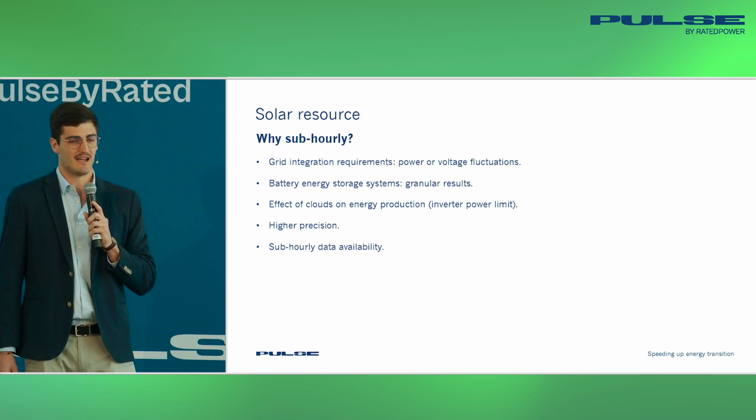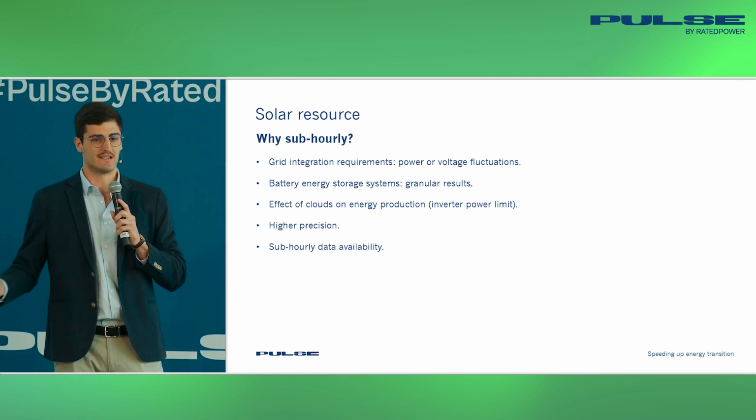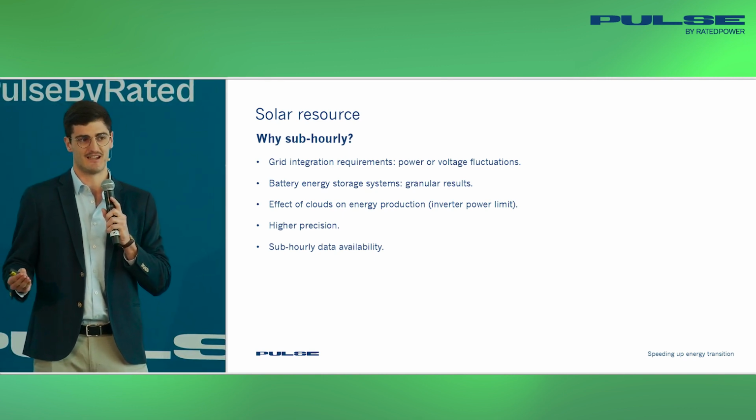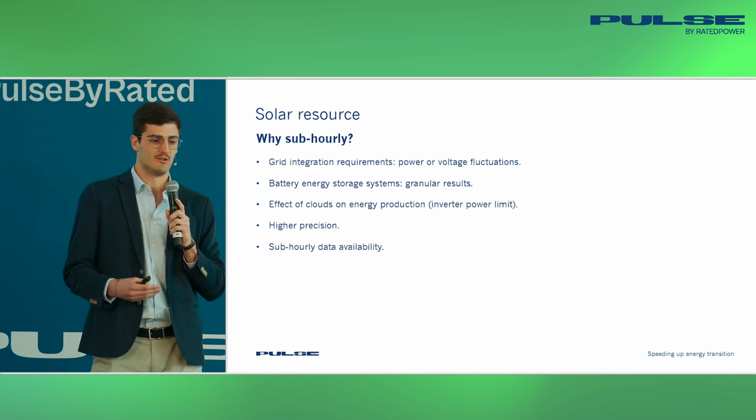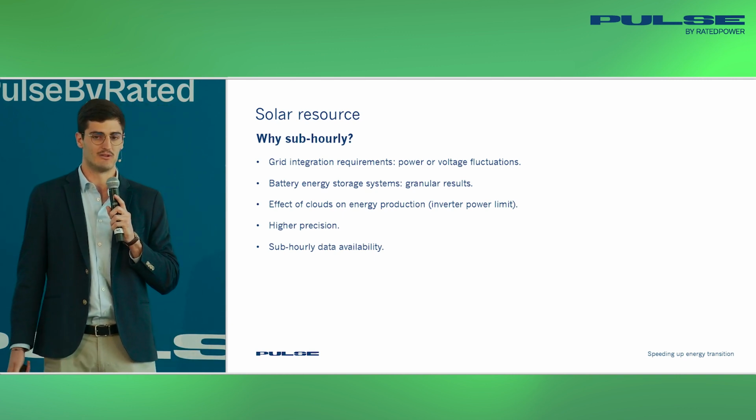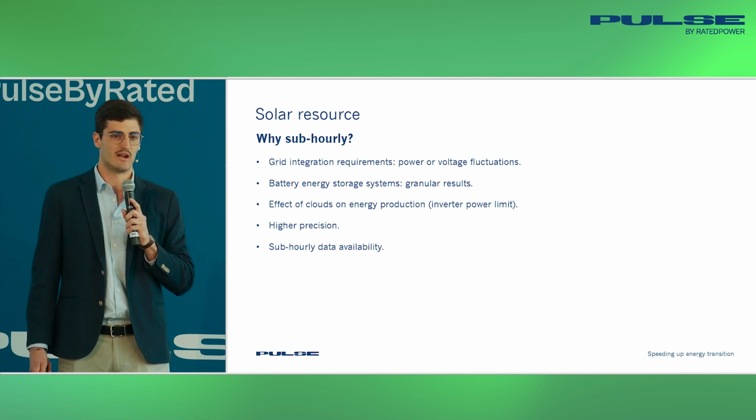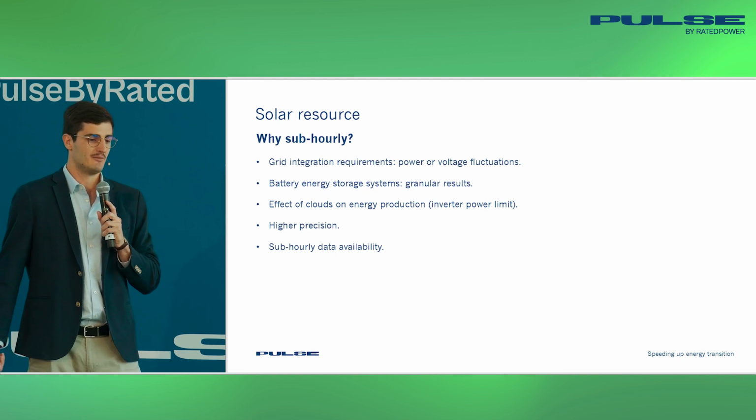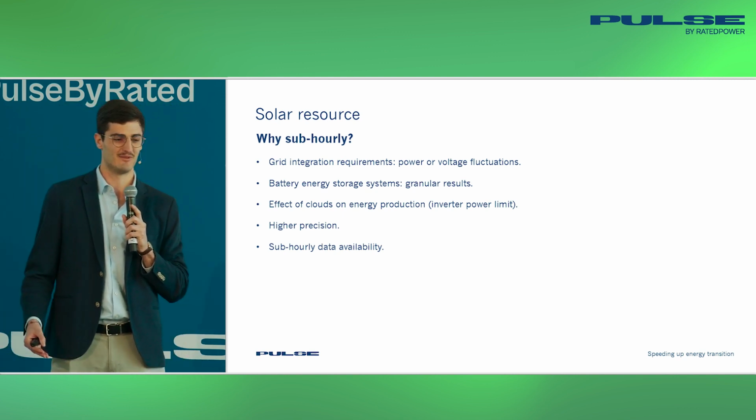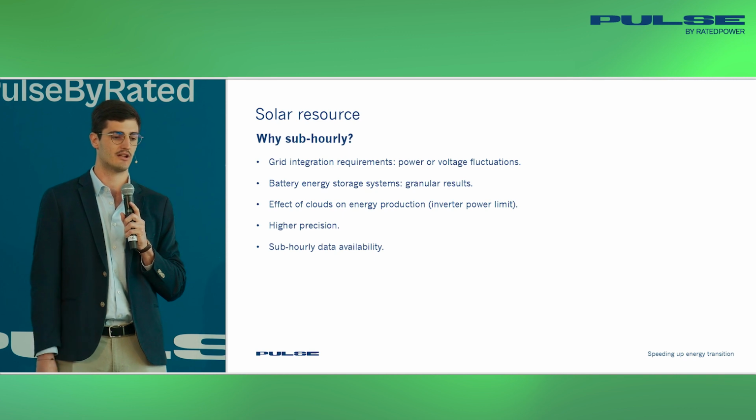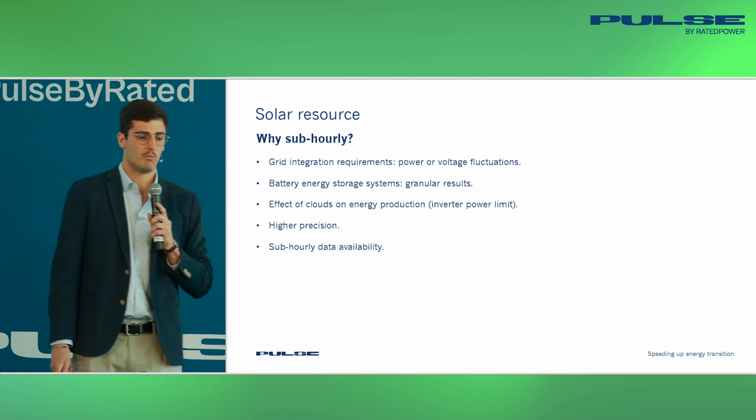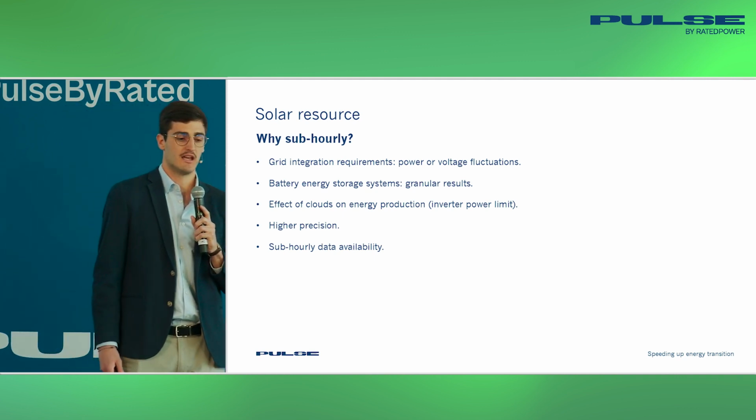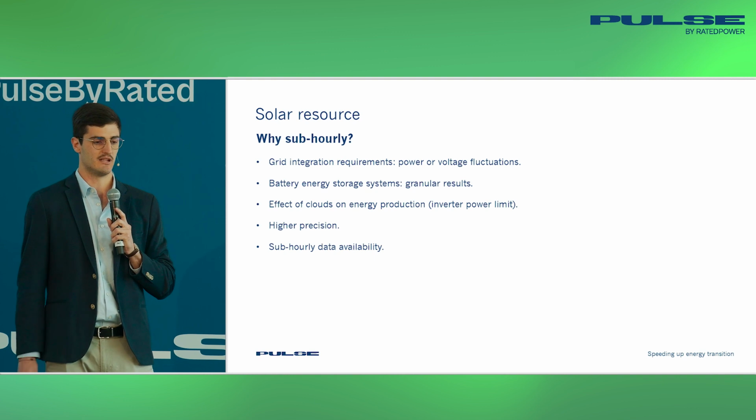Then we may expect a higher precision, of course. We are going into more detail. We are simulating more intervals. Instead of 8,760 intervals, we are multiplying that by 60 in the case of 1-minute data, which may look like we are going into higher precision and getting more accurate results. And finally, because we have the availability. Before we didn't have this availability of sub-hourly data, but meteorological data providers are giving more and more of this information, so we can use it to estimate the energy yield production.